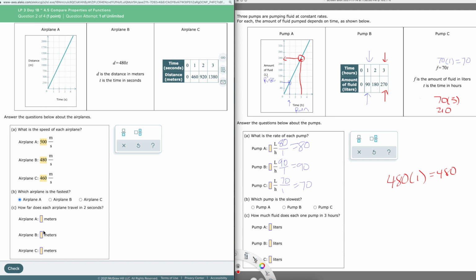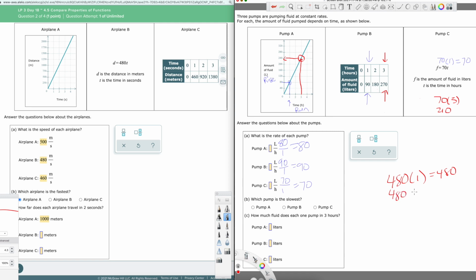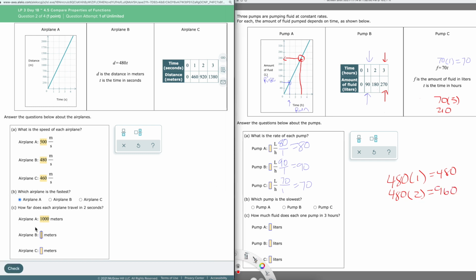Can I also use multiplication here? If I know that it goes 500 meters per second, well, 500 times 2 is 1,000. I can definitely use multiplication here too. I don't have to use the chart. So with this one, I'm going to do 480 times 2. So let's see, I believe that's 96, if I'm doing that correctly in my head. Yep. So 48 times 2 is 96, and then I can add the 0 back on. So 960 for airplane B, and then I can go here, 2 seconds, 920.